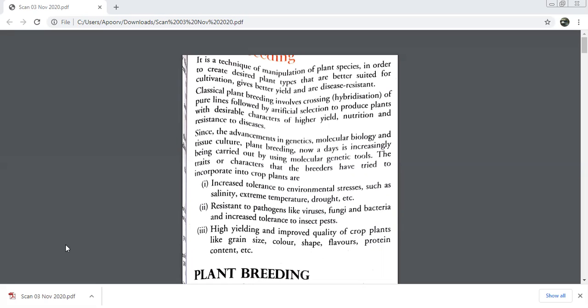Keep reading, then we'll go down. Keep scrolling and then understand.